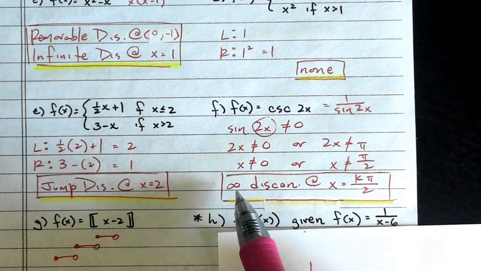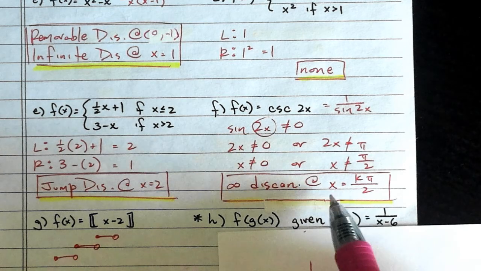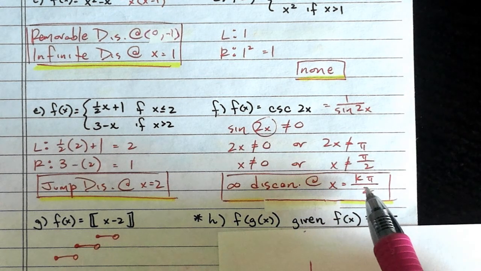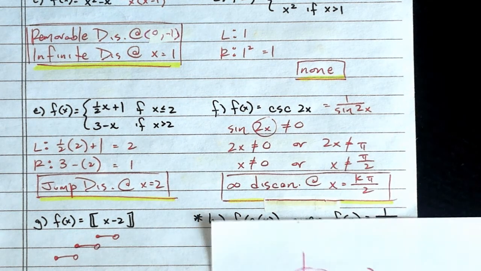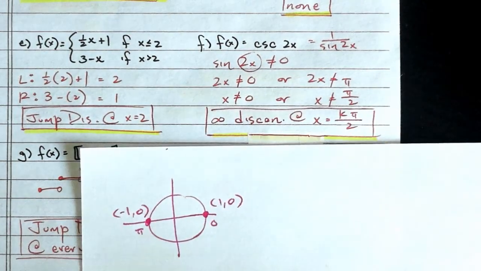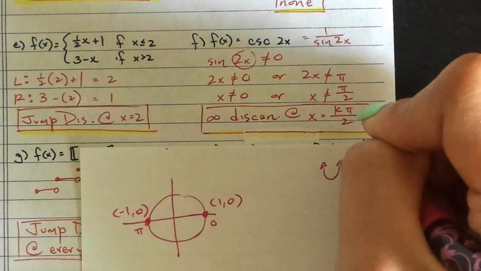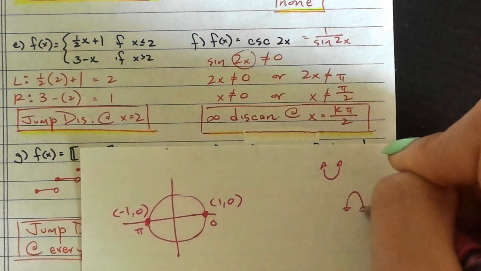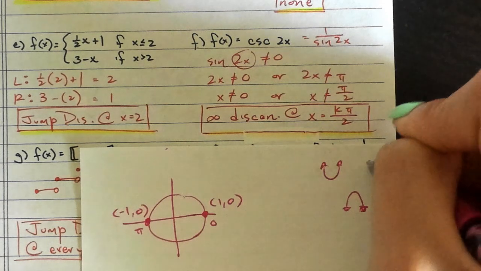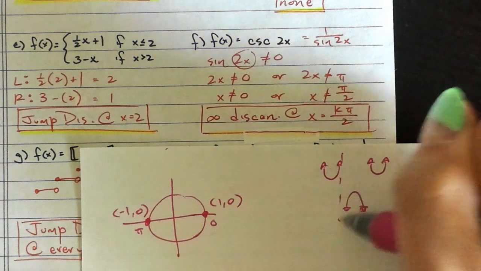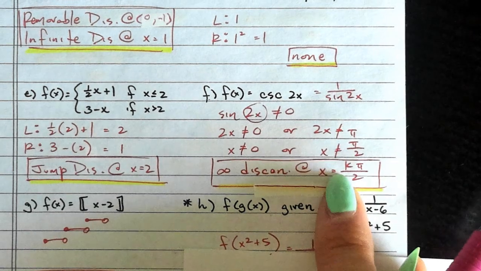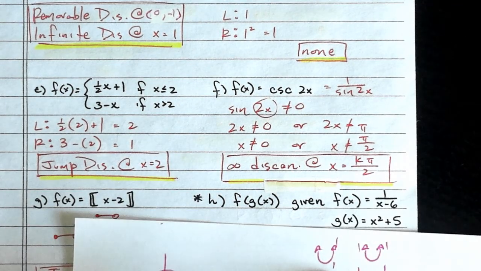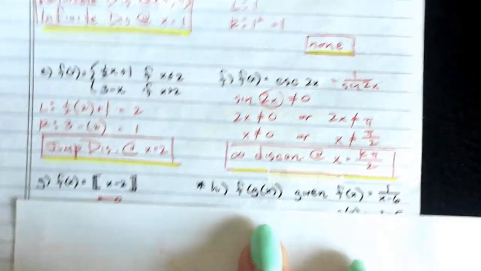We have infinite discontinuities at x equals, and then I wrote this k, because remember for cosecant, it keeps going. I know it's been a long time, but cosecant looks like this, and then it looks like this, and then it looks like this, and it just keeps going. There are lots of vertical asymptotes. So we see it's at every pi over 2. So k pi over 2, where k is an integer. Okay, and then the last two.